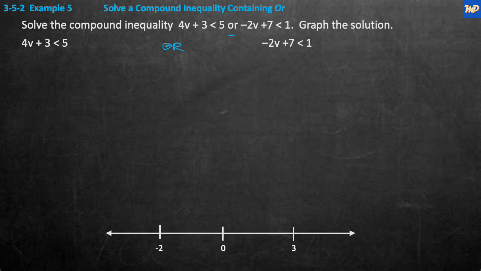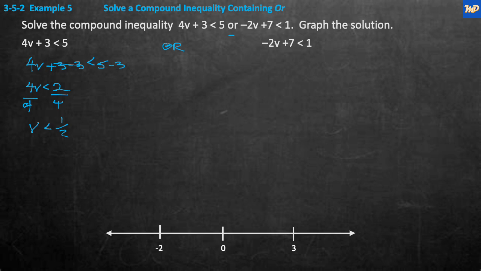So we have 4v plus 3 less than 5. First of all, we're going to get the v by itself. So we're going to say 4v plus 3 minus 3 is less than 5 minus 3. And these 3's will cancel, and we get 4v is less than 5 minus 3, which is 2. Now we're going to solve for v. We divide both sides by 4. Divide 2 by 4, and we get v is less than 1/2. Okay?